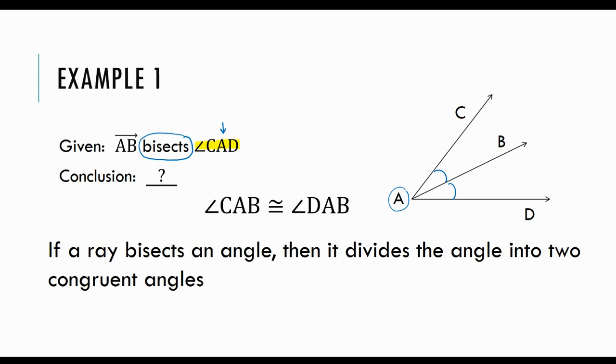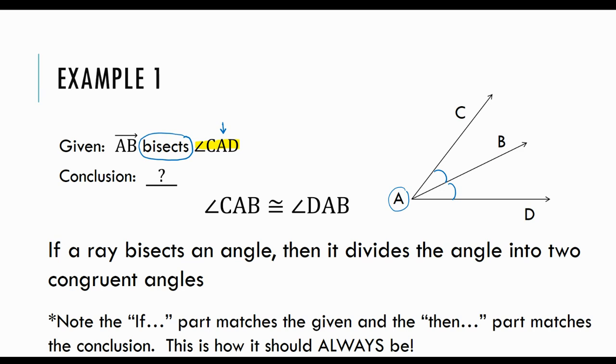If a ray bisects an angle. Notice that the whole given talks about a ray bisecting an angle. That went first in our statement. We're just describing what was given. If a ray bisects an angle, then it divides the angle into two congruent angles. Notice that what we were concluding was that we had two congruent angles. So that's why anything that comes after the then is just broadly describing what our conclusion is. So if a ray bisects an angle, then it divides the angle into two congruent angles.